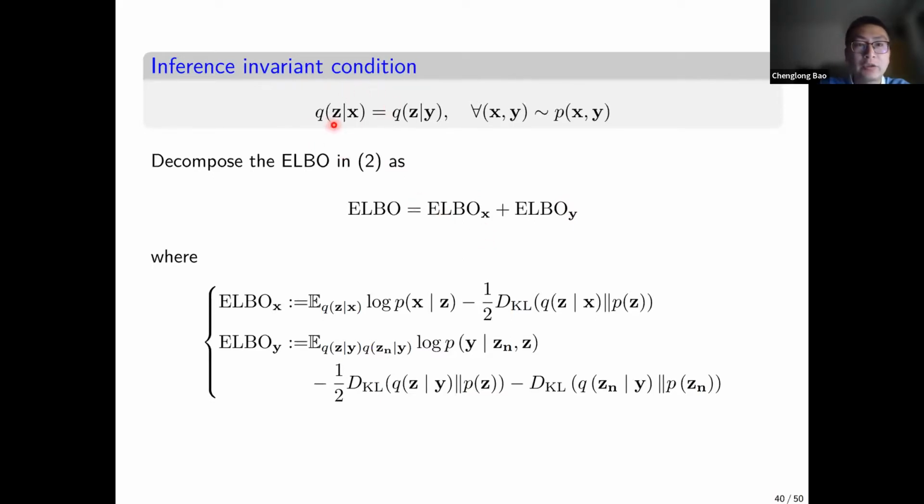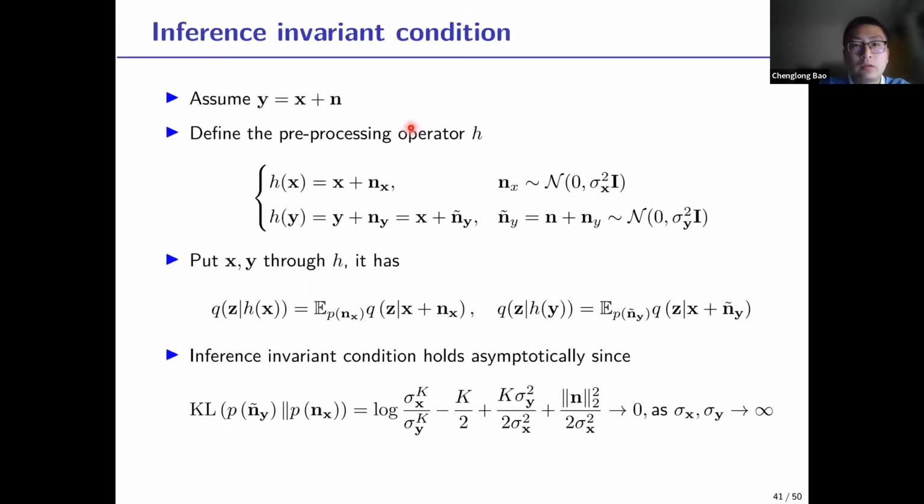So this condition is very critical in our method. We give some more explanations of this condition since it is very important. We assume the simplest case, the Gaussian corruption case, which means that y is equal to x plus n, where n is a Gaussian distribution. We can define some pre-processing operator, which adds some Gaussian noise to the clean image, or adds another Gaussian noise to the noisy image.